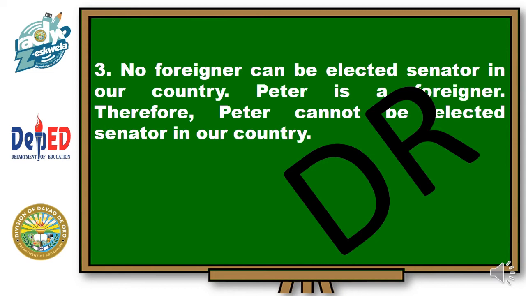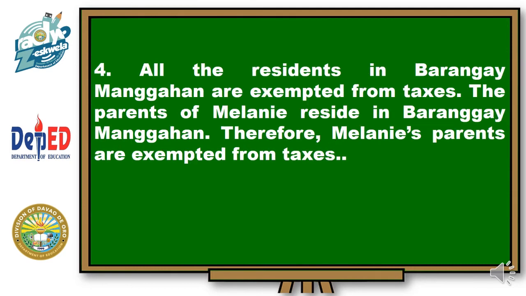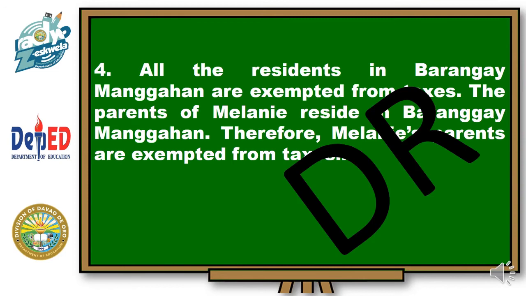Let's proceed to item number 4. All the residents in Barangay Manggahan are exempted from taxes. The parents of Melanie reside in Barangay Manggahan. Therefore, Melanie's parents are exempted from taxes. This type of situation is definitely the answer DR. The situation depicts deductive reasoning.